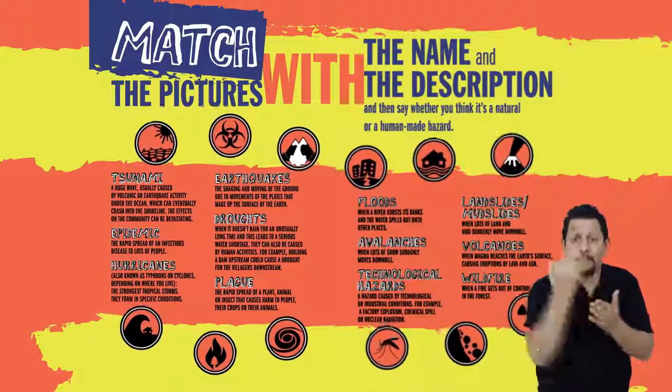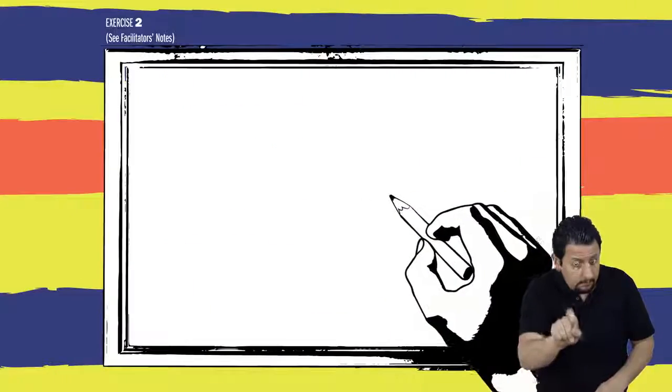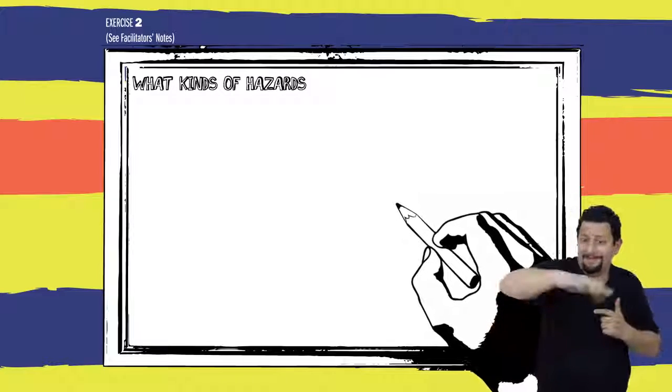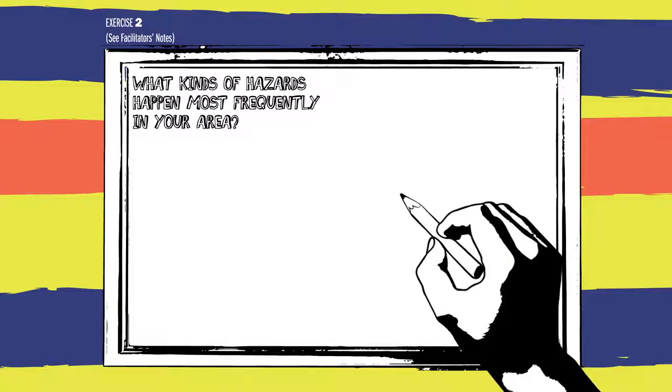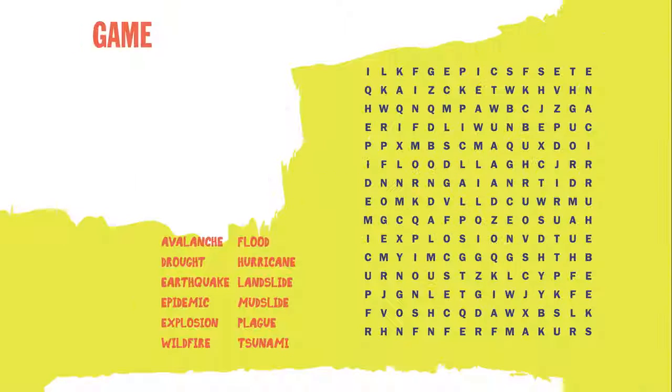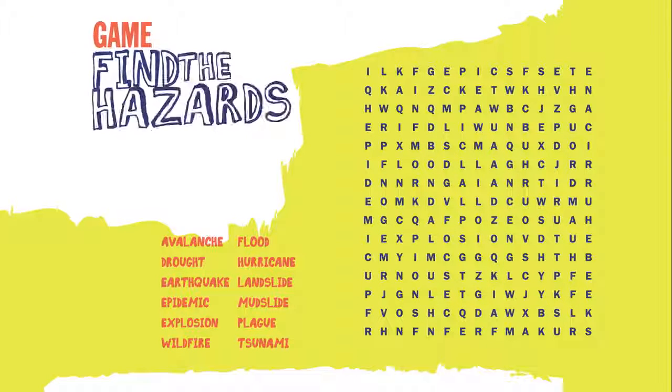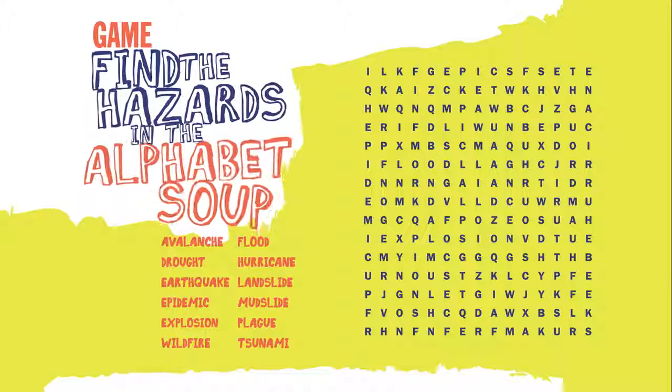A hand is in position to write on the board. Exercise 2. See facilitator's notes. What kinds of hazards happen most frequently in your area? Game. Find the hazards in the alphabet soup. In the palindrome puzzle, 15-letter rows of 225 letters are stacked.